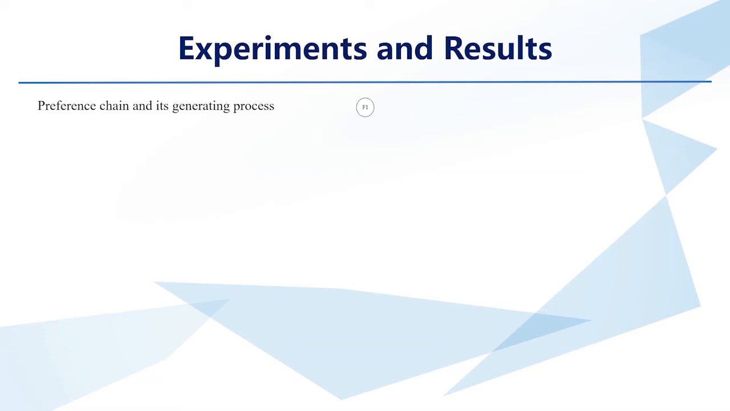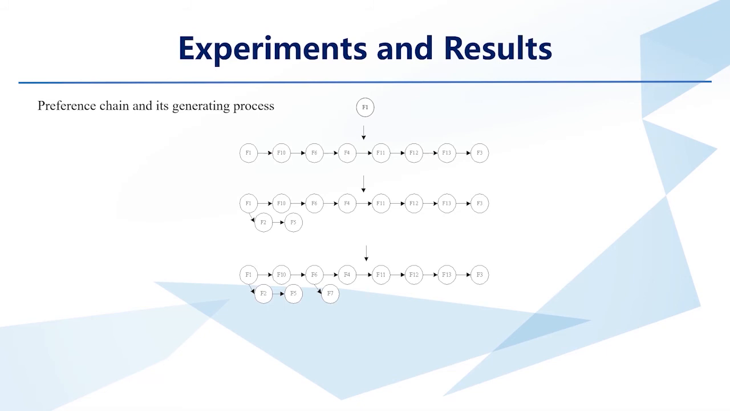We enter the comprehensive cross-impact matrix into the preference chain generation algorithm and get a preference chain. First, the algorithm determines the root node. According to the root node, the main chain is generated step by step. After the main chain is determined, branch chains are generated. Finally, we got a preference chain.